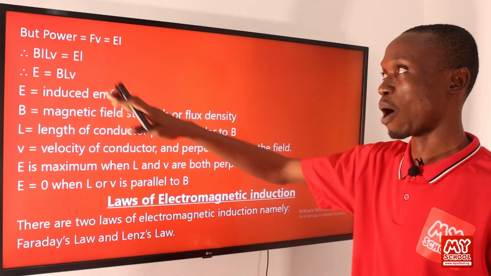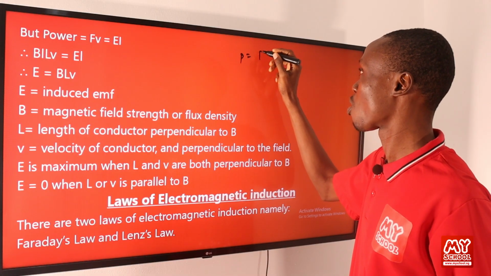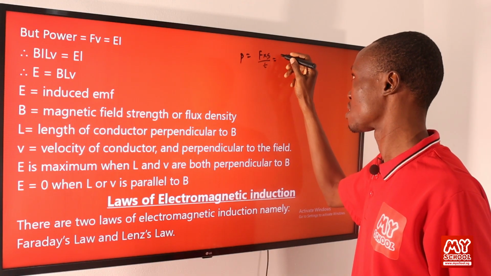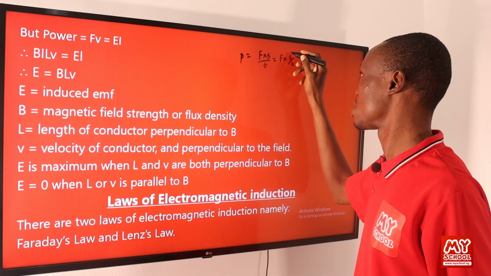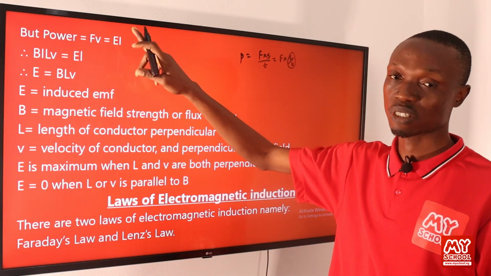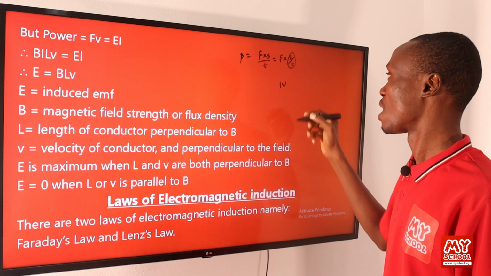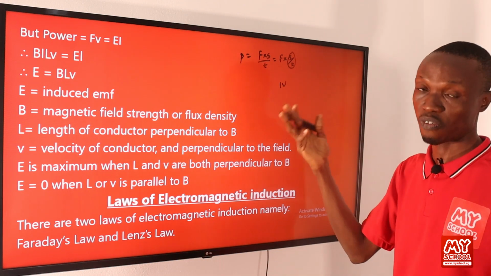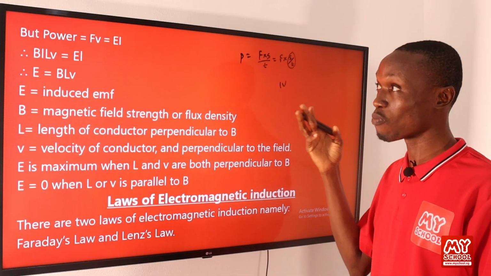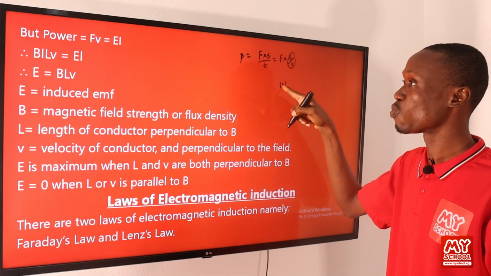But remember that power is equal to force times velocity. Power is equal to work done over time, but this can as well be written as F times X over T. This X over T is equal to V. So that's why power is equal to force times velocity. But also remember that electrical power is IV. And in one of our videos, when we were talking about current electricity, we were able to prove mathematically that this V is also equal to E. So in place of V, we can replace it with E.